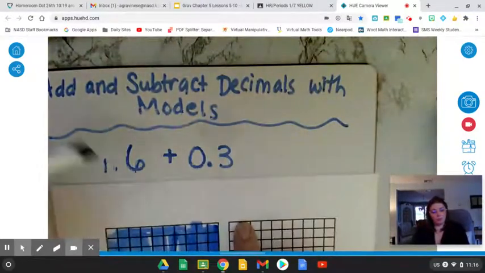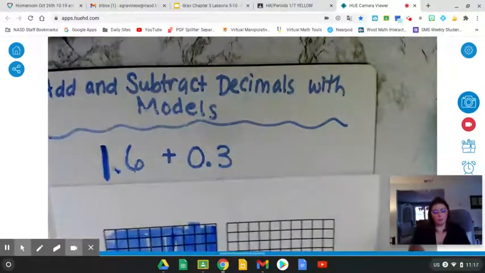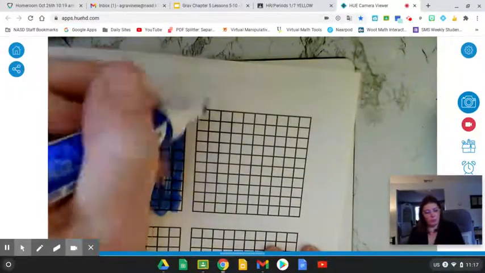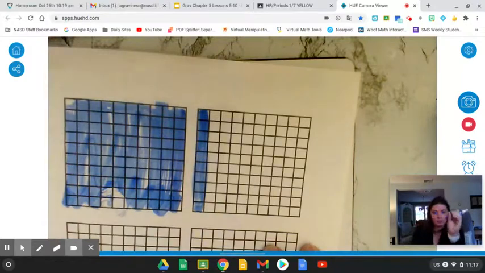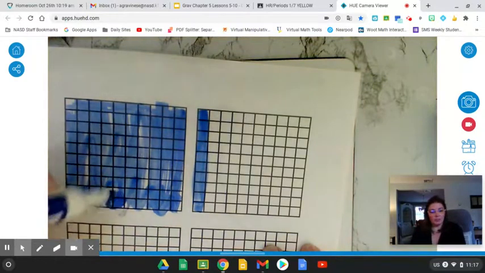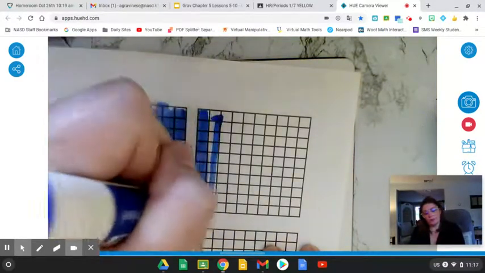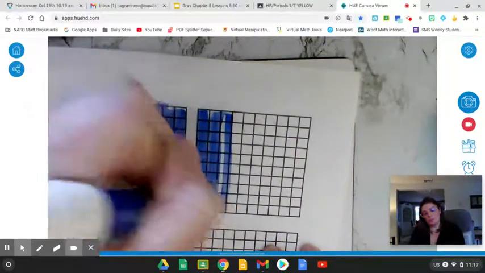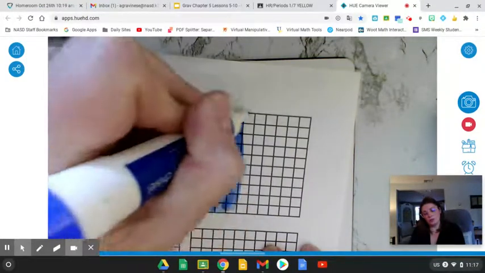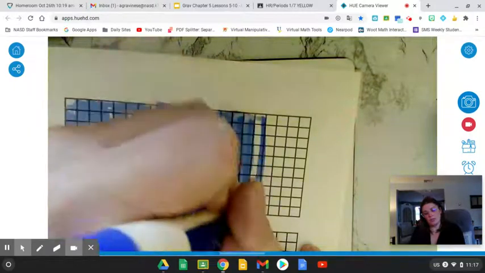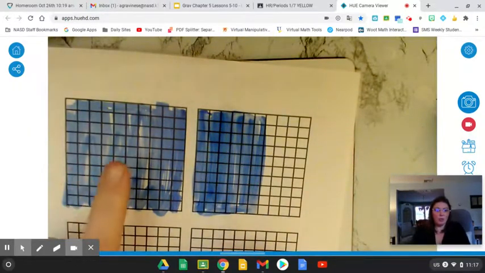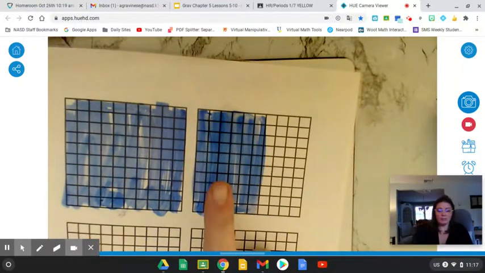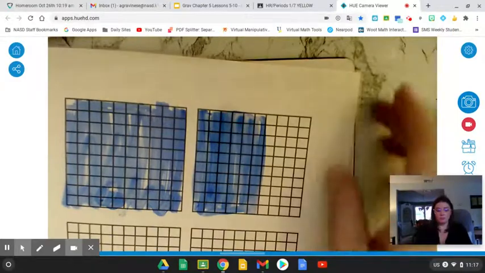and then, 6/10 more. So here would be 1/10. Remember, a rod of 10 individual pieces is a tenth. 2/10, 3/10, 4/10, 5/10, and 6/10. So what I have here is one whole and 6/10. 1, 2, 3, 4, 5, 6.